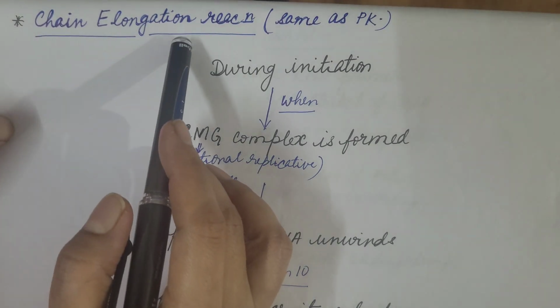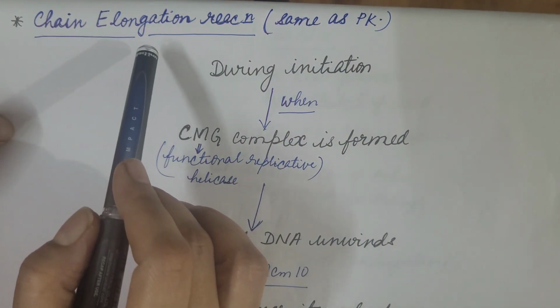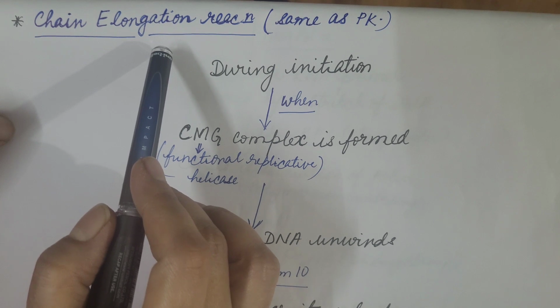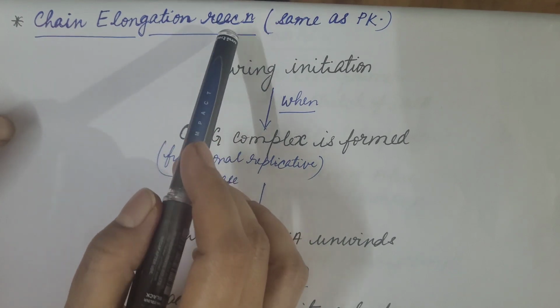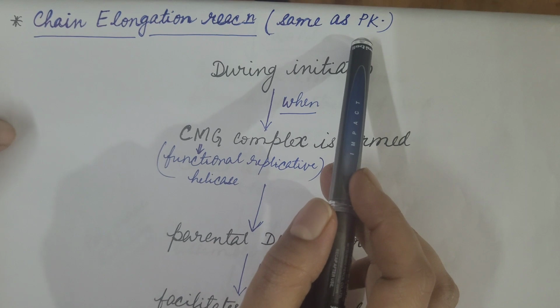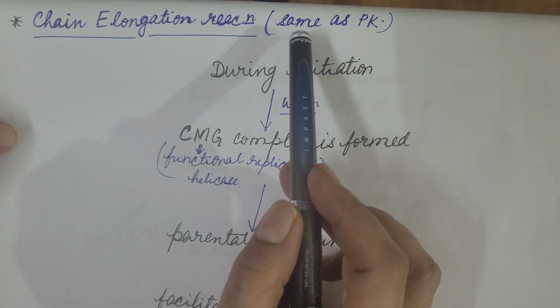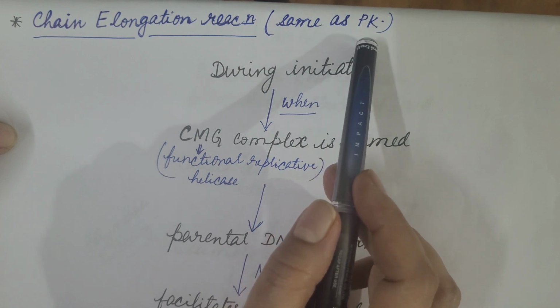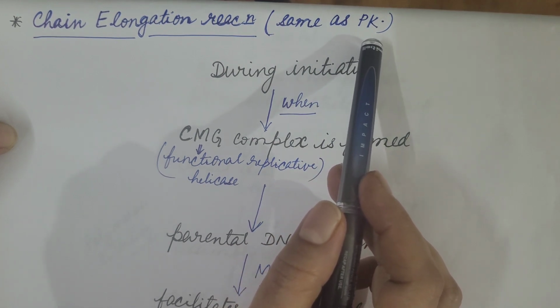The chain elongation reaction is the same as in prokaryotes. As nucleotides are added during the synthesis of the new strand, certain reactions take place. It is the same as in prokaryotes, which we have already discussed in detail in the elongation step of prokaryotic DNA replication. You can refer to my video, the link is given in the description box.